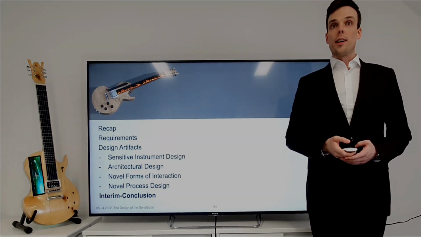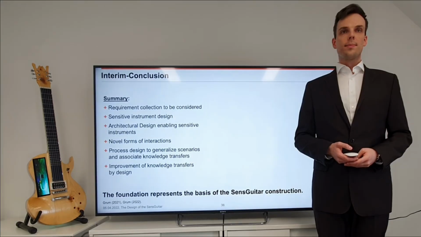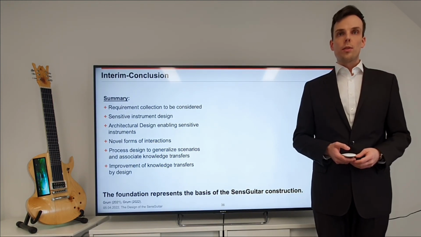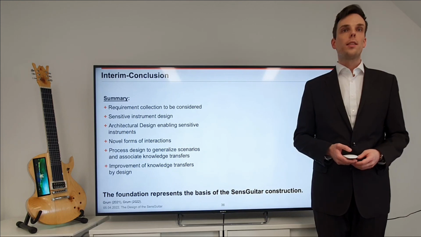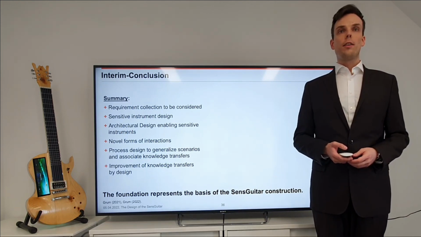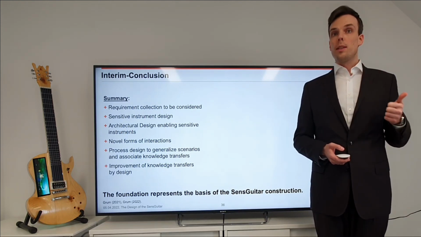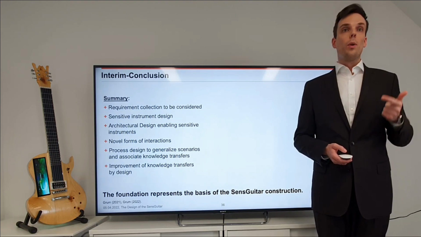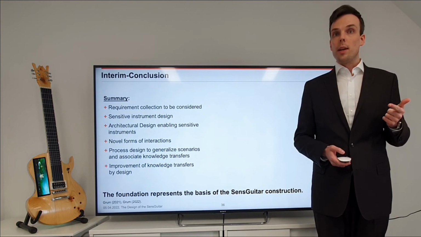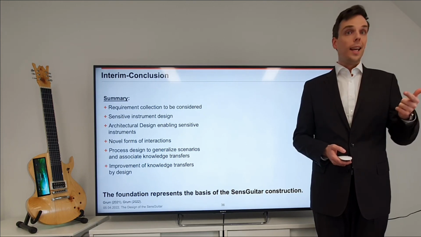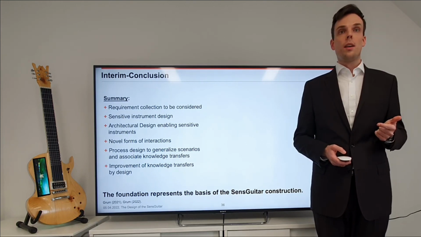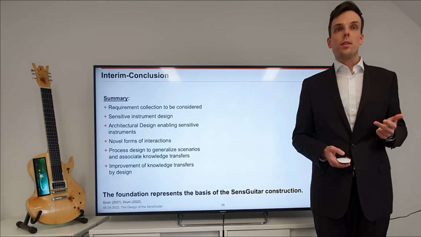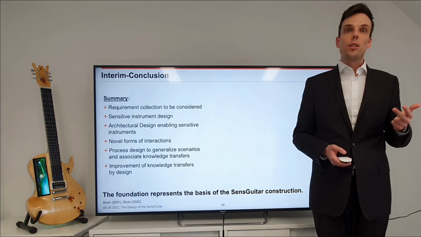Let's conclude the design of the SensGuitar. As a summary, with this session we have focused on the design for constructing the SensGuitar. We have clarified novel sensitive instrument design which shall enhance the SensGuitar. We have clarified the architectural embedding of sensitive instruments enabling the SensGuitar. We have focused on novel forms of interactions that need to be considered by the SensGuitar in order to generate feedback.